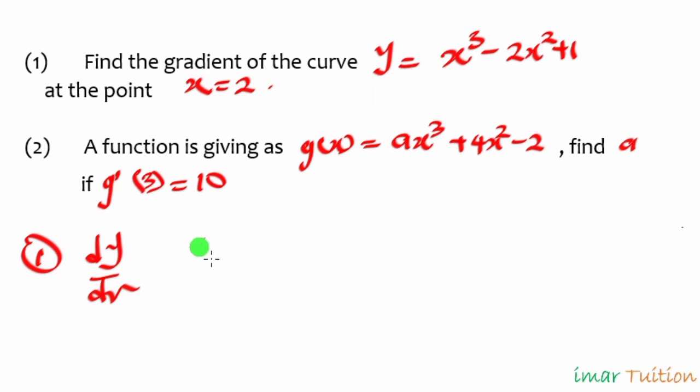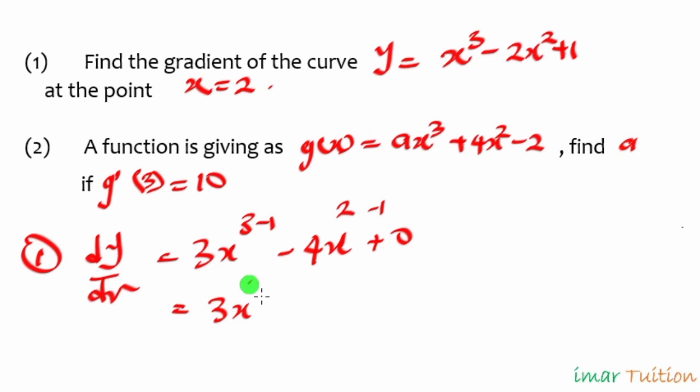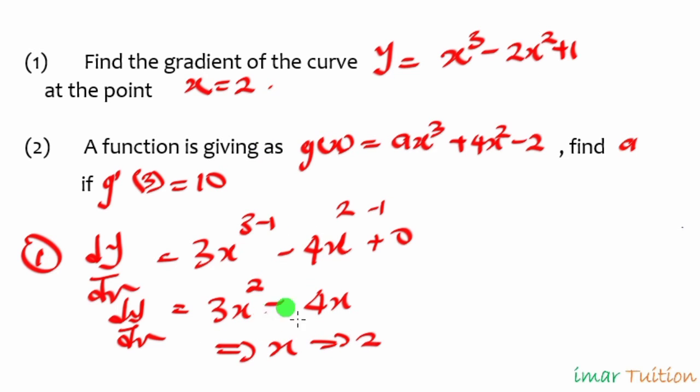That gives us 3x raised to the power 3 minus 1, minus 2 multiplied by 2 to give 4x raised to the power 2 minus 1. The derivative of the constant here is going to be 0. So our equation is 3x to the power 2 minus 4x. This is our gradient, dy/dx. Now we are told that at this point of the gradient, x is equal to 2. Find the actual value of the gradient. So we substitute x as 2 in this equation.